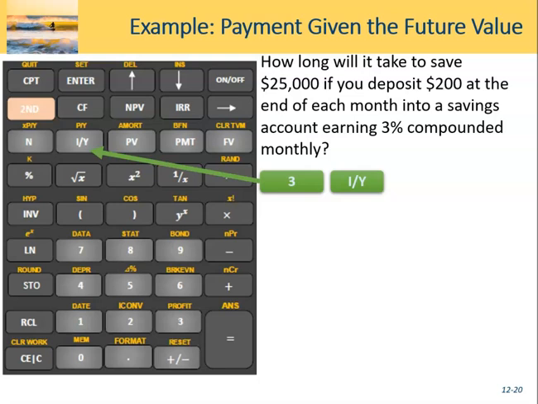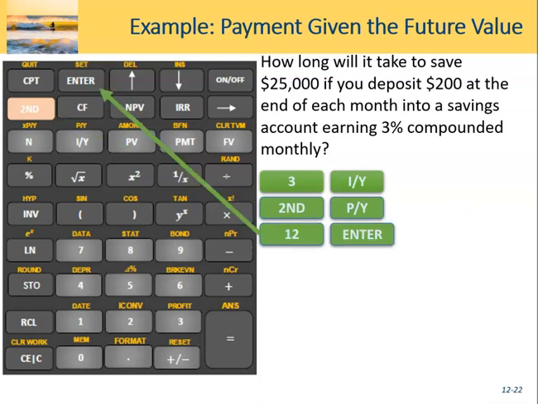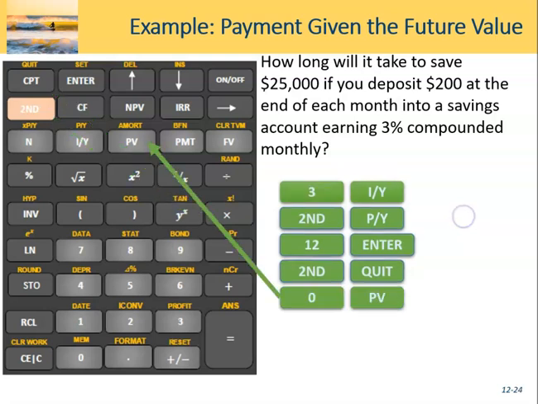So we have 3 for our interest rate. We know that it's each month, so we need 2nd P/Y, and we're going to hit 12, enter. And again, if you want to arrow down and see that the C/Y is now the same as the P/Y, you'll see that that's the case. 2nd Quit to go back up to the main level.